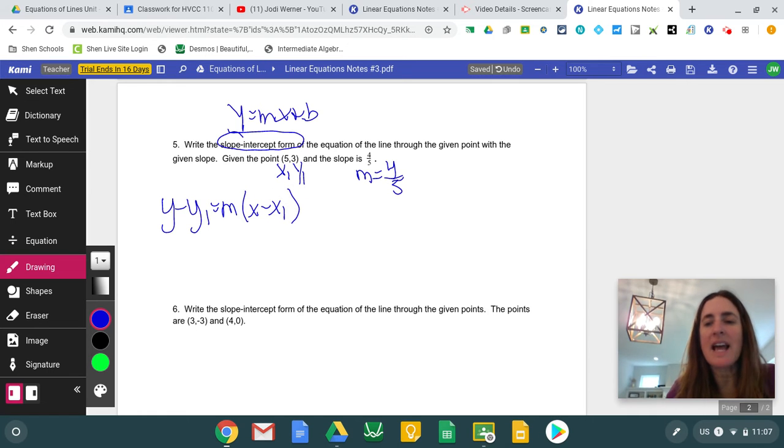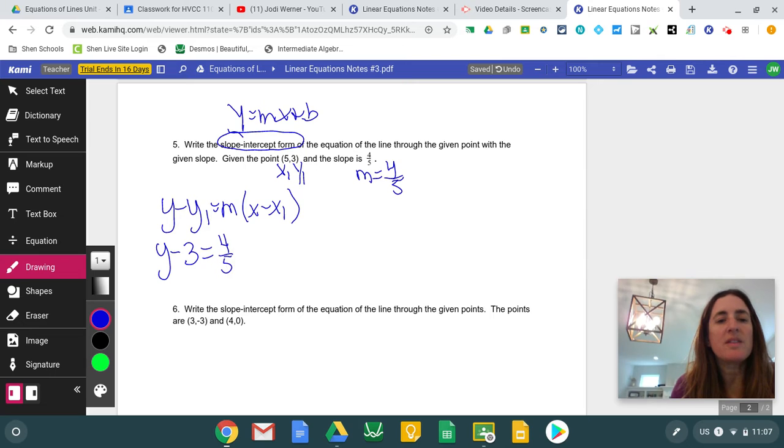And if you remember in the last example, I mentioned that if you actually distribute out your slope, it will bring you into slope intercept form. So let's fill in our values. Y minus 3 is going to equal 4/5 times x minus 5. Because I need it in slope intercept form, I'm going to continue through. Y minus 3 equals 4/5 x.